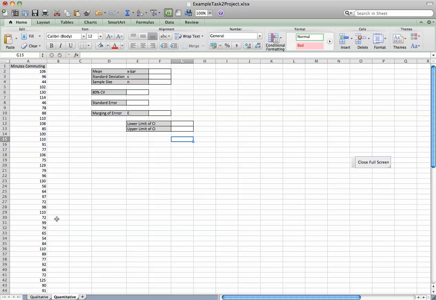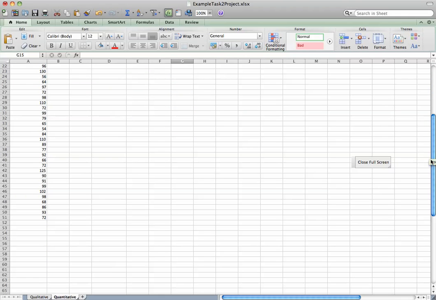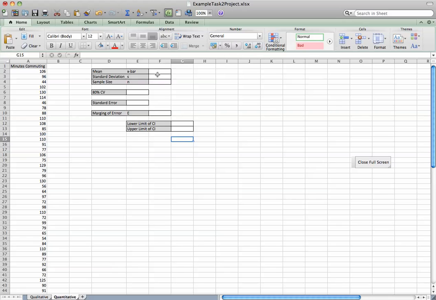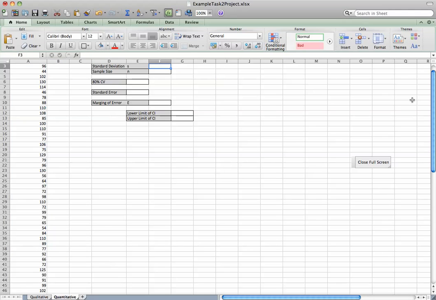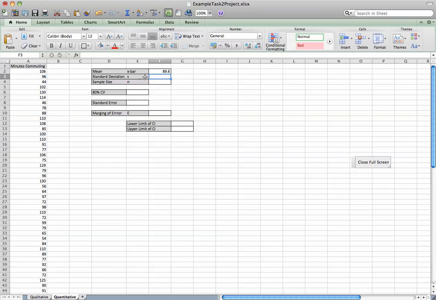All right, so my quantitative data I've chosen is minutes in commute time. And so I have the number of minutes here from row 2 down to row 51. So I'm going to go ahead and find my mean first. So I'm going to do the average of, and I'm going to do 2 through the 51 that I have here, just like that. And that's going to give me my average for the sample.